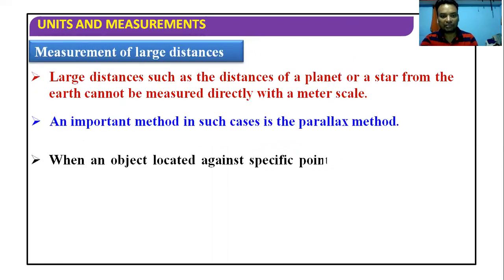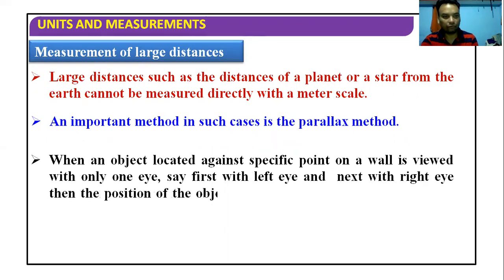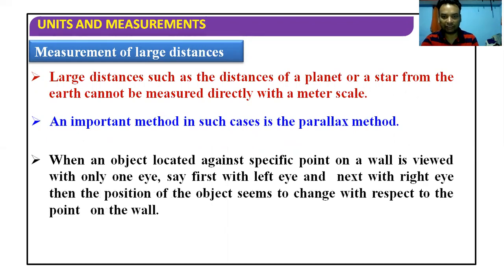Large distances, such as the distance of a planet or a star from the Earth, cannot be measured directly with a meter scale because a meter scale is a small scale. Such large distances cannot be measured with the help of a meter scale, which is used in our daily life. An important method, a powerful scientific method which is helpful in finding such large distances is called the parallax method.